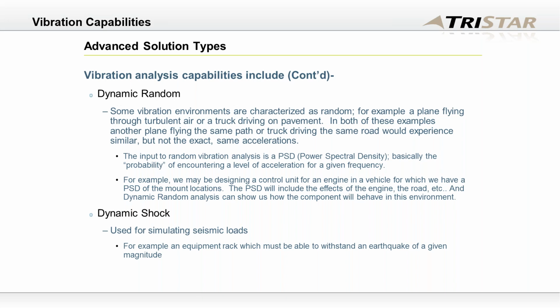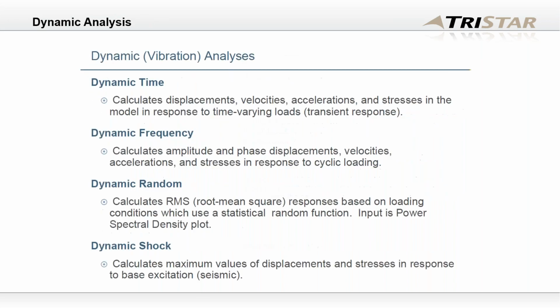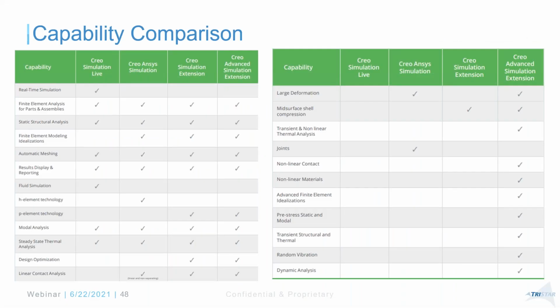And you can also mimic earthquake seismic analysis, right? Depending on where you'll be installing your equipment, in which geographical area, there are different curves it has to pass through, and that would be dynamic shock analysis, right? So really there are 4 types when you do these: dynamic time, frequency, random, and shock.